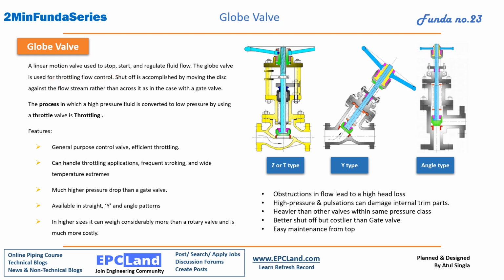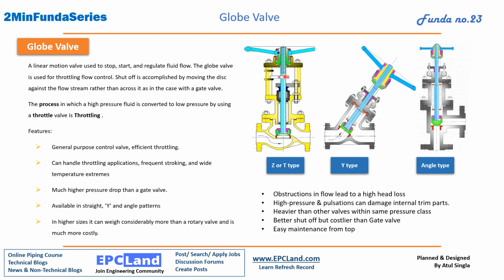Now what is throttling? This is a nice concept which is globally used, for which globe valves are used. Shutoff is accomplished by moving the disc against the flow stream rather than across it, as in the case of a gate valve. We'll come back to this. First, let us have a look at different types of globe valves. The first is Z or T type, Y type, and angle type.